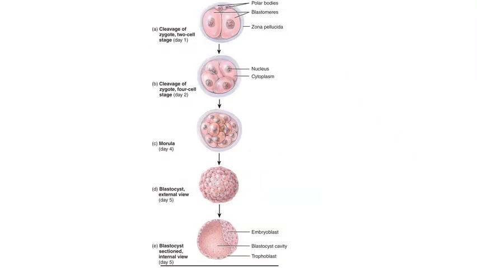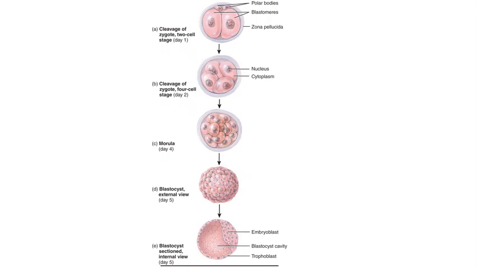So after fertilization, rapid mitotic cell divisions of the zygote occur. It's called cleavage. The first division of the zygote begins about 24 hours after fertilization, and it's completed about 6 hours later. Each succeeding division takes slightly less time. So by the second day after fertilization, the second cleavage is completed, and there are 4 cells.